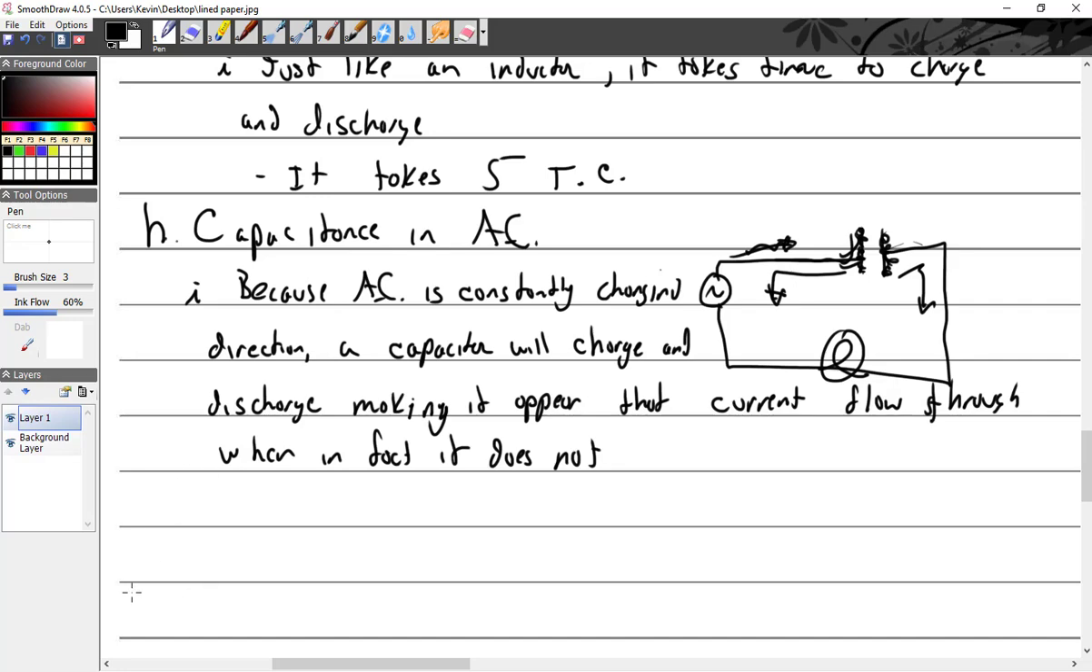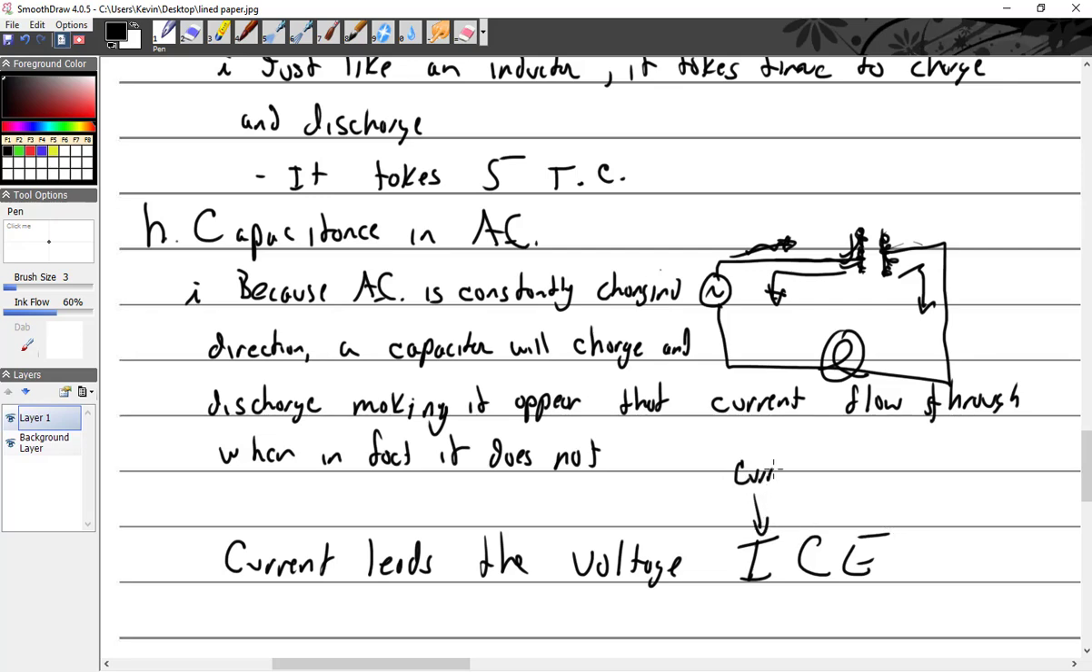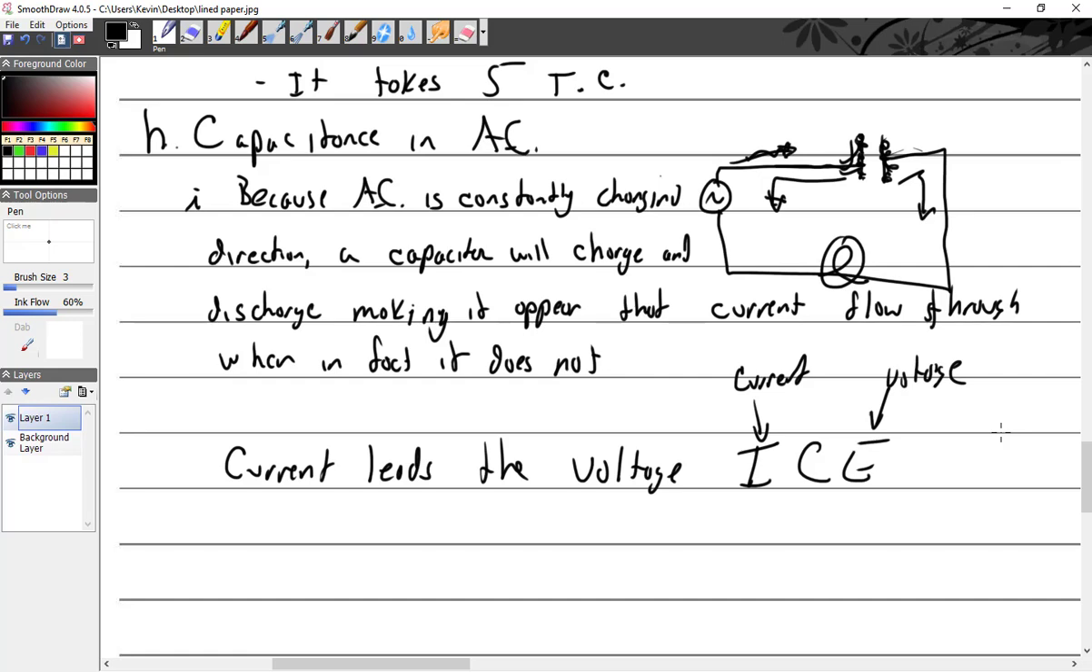Therefore, current leads voltage by 90 degrees. So current leads the voltage, which is the ICEman. ICE: current before voltage. And then when the current changes direction, all of the charge starts flowing the other way.